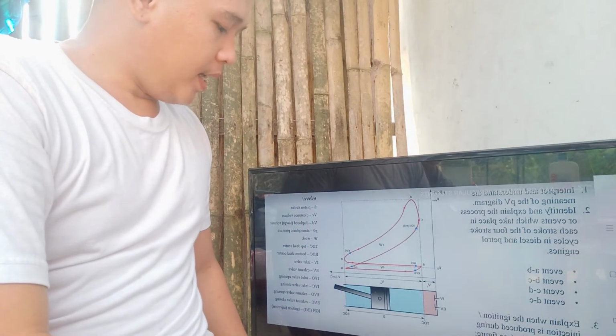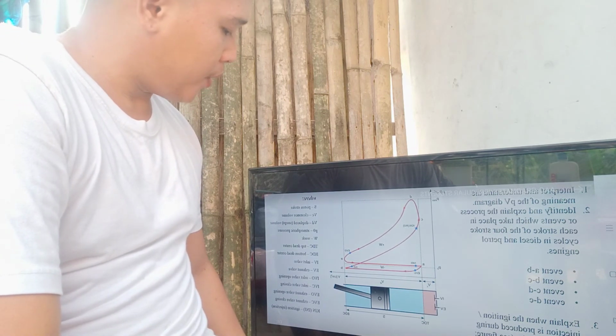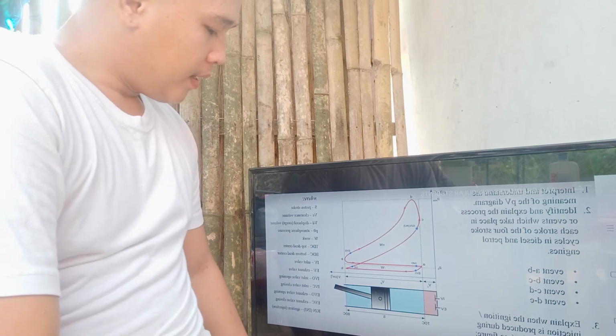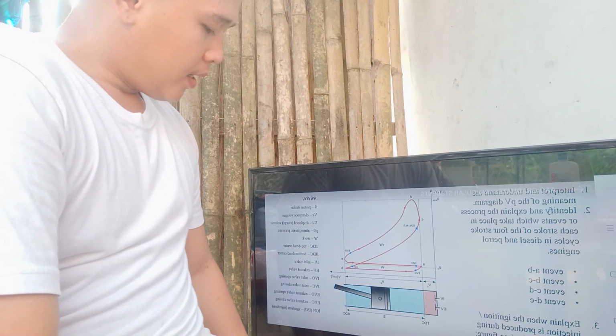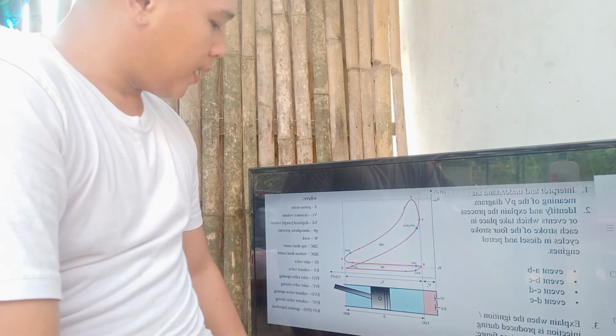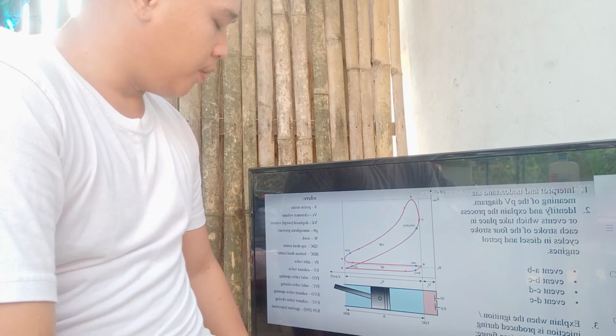As you can see, there is a continuous variation of the pressure and the volume inside the engine cylinder. We will see that the work produced by the ICE is a function of the pressure and volume changes.